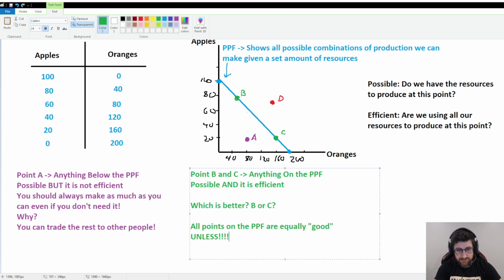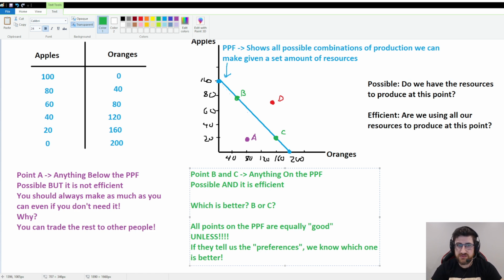Unless, all right, they give us a little more information. If they tell us the preferences, we know which one is better. All right. So what do I mean by this? Well, right now in this economy, there's apples and oranges. I know nothing else about this economy. So if someone asks me what's better, B or C, my answer is they're both fine. They're both equally good. I can't choose.